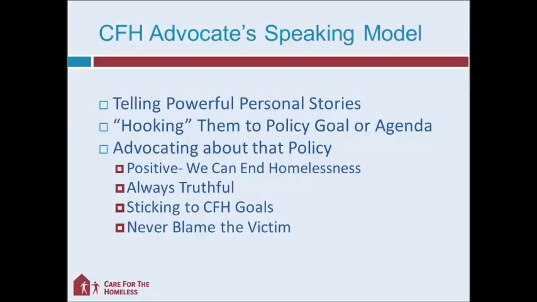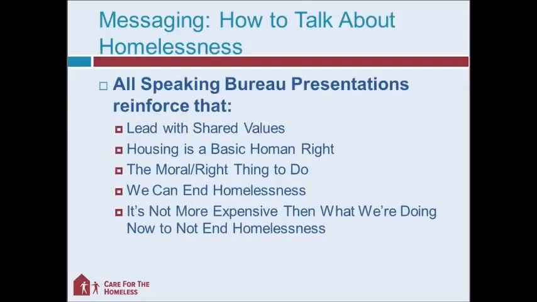Part of the training was messaging: how to talk about homelessness, so that all speakers' presentations reinforce a shared value. We lead with shared values and human rights. For example, that housing is a basic human right, healthcare is a basic human right, that they are the moral and right thing to do, and that we can end homelessness. The final underlying point that we always try to make is that it's not more expensive to end homelessness than what we're doing right now to not end homelessness.